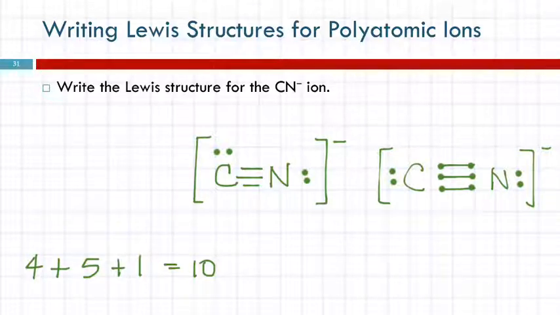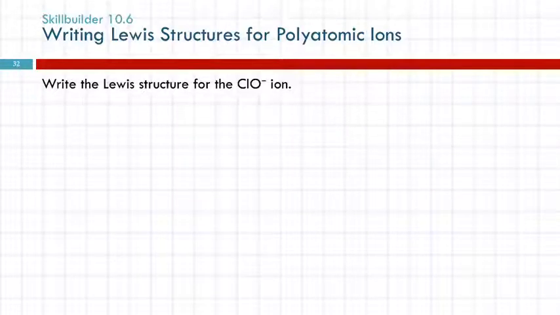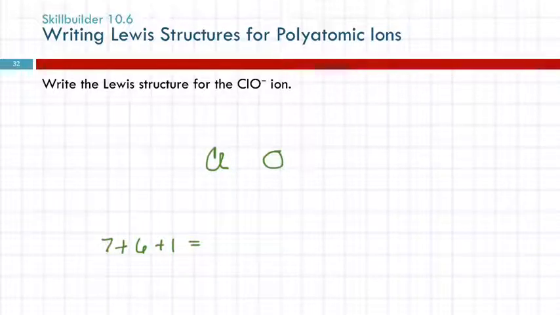Any other questions? So let's write the Lewis structure for the hypochlorite ion. Again, the first step, put the element symbols near each other. Again, two atoms, you really can't go wrong. They're just going to be next to each other. Chlorine has 7 valence electrons. Oxygen has 6. A -1 charge means I have to add an electron. And so that's going to give me 14.